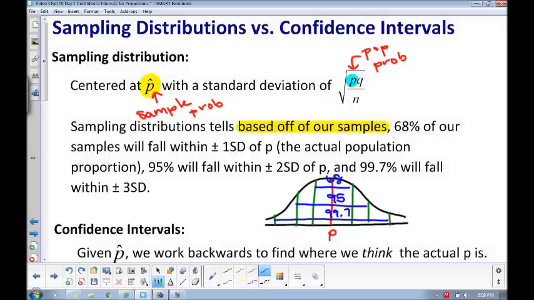But please remember, all of those percentages are estimates. The actual standard deviation for where we see 68% we're going to talk about in a little bit.